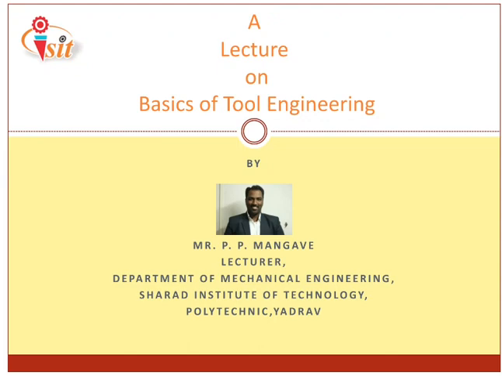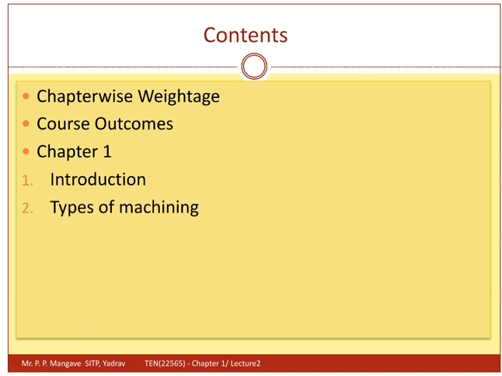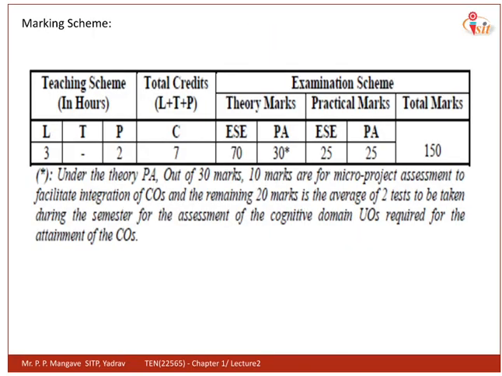Today we are here to learn chapter number 1 of tool engineering, that is, basics of tool engineering. So we'll be seeing different contents of this chapter. Now, what are the contents of this presentation we'll be seeing here? First, we'll be seeing the chapter wise weightage. Second, we'll be seeing the course outcomes. Third, we'll be seeing the introductions. Then we'll be seeing types of machining. Then we'll be seeing tool requirements in this.